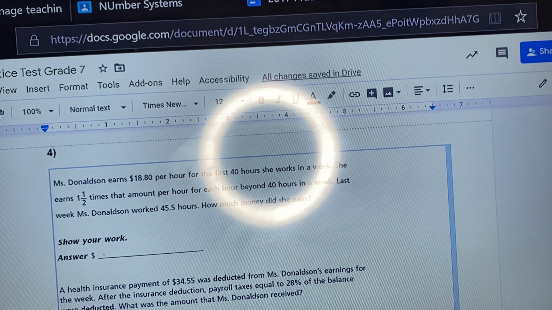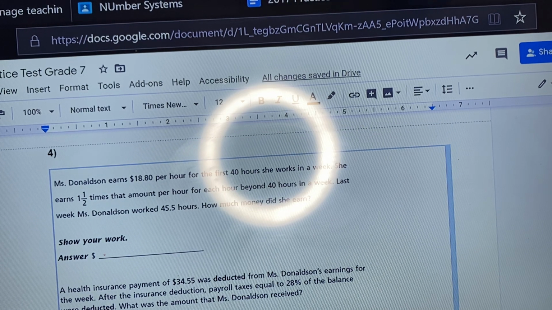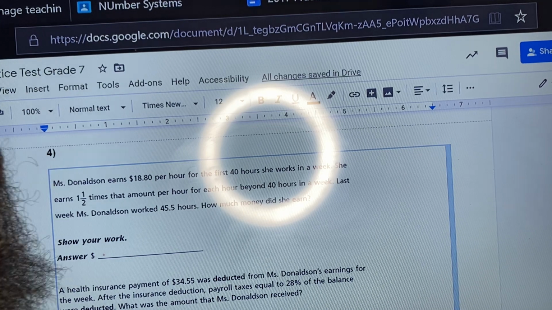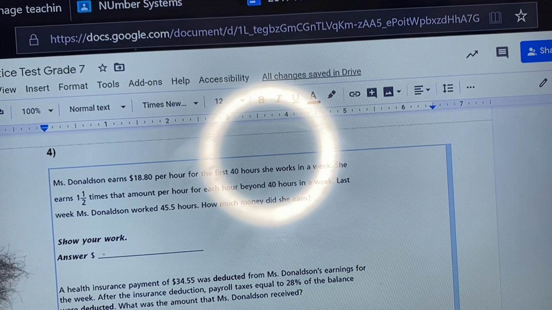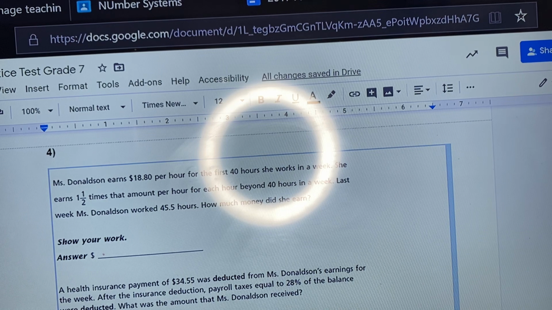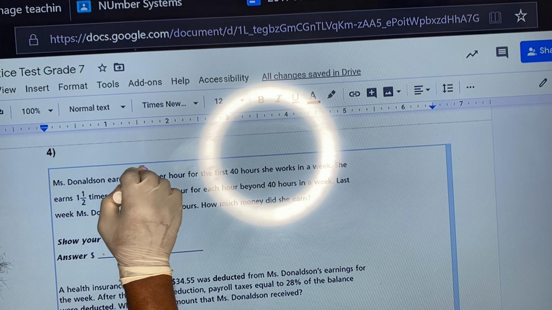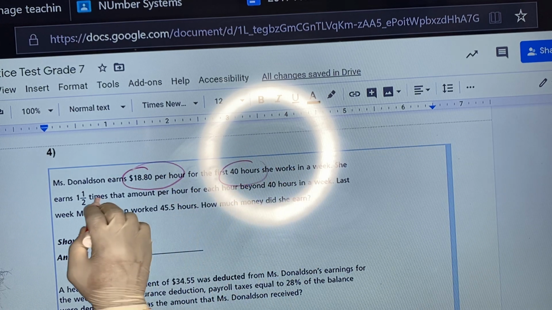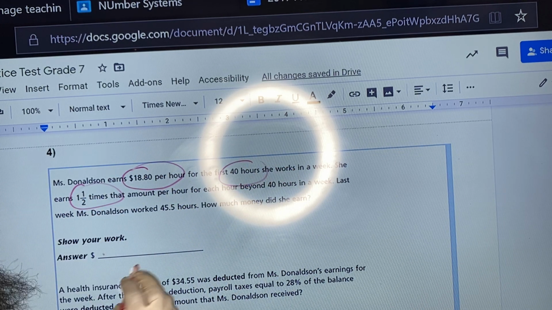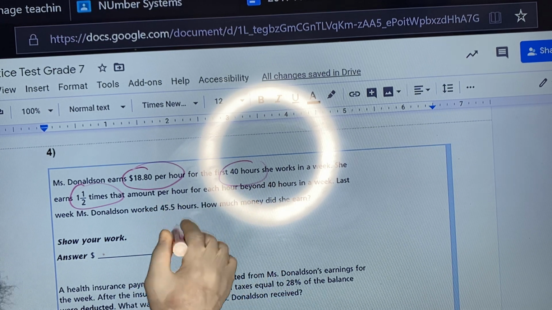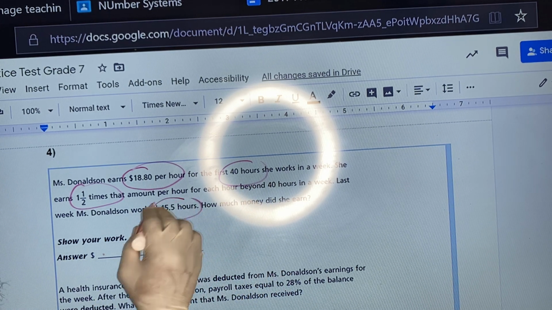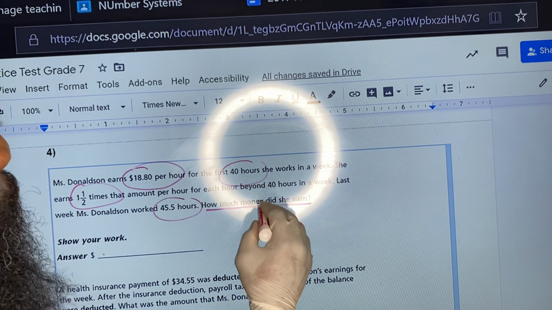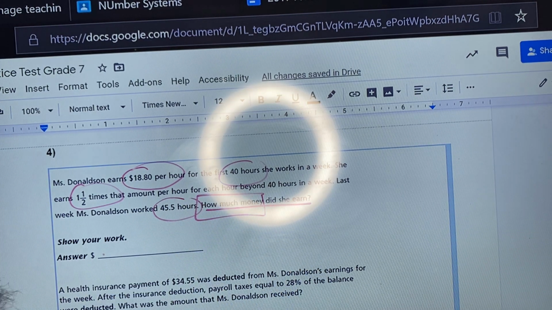4. Ms. Donaldson earns $18.80 per hour. For the first 40 hours she works in a week, and she earns 1.5 times that amount per hour for each hour beyond 40 hours. Last week, Ms. Donaldson worked 45.5 hours. How much did she earn? So $18.80 per hour for 40 hours. For overtime, she gets 1.5 times that amount for each hour beyond 40 hours. She worked 45.5 hours. How much money did she earn? How much money is an action word. Terms we have to add.